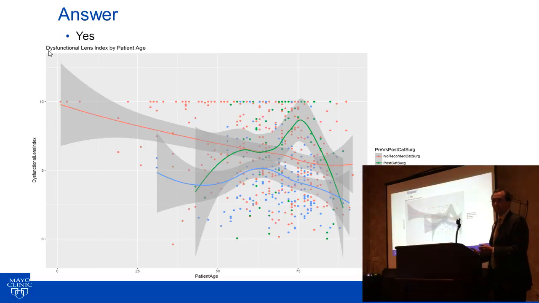That seems reasonable too. And then of course the third question is, what about patients after cataract surgery? Those are the ones in green. Their dysfunctional lens index goes back to the range of the people who didn't have cataract surgery, and it goes up to a higher number relative to those who are pre-op. So when you look at the numbers in the big picture, at least with the N that we have here, the DLI kind of makes sense. It seems reasonable.